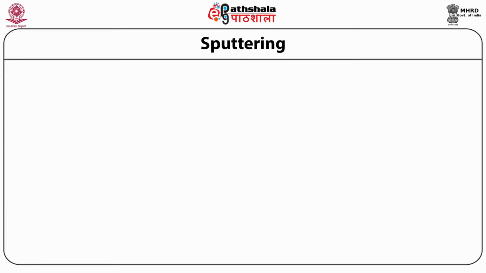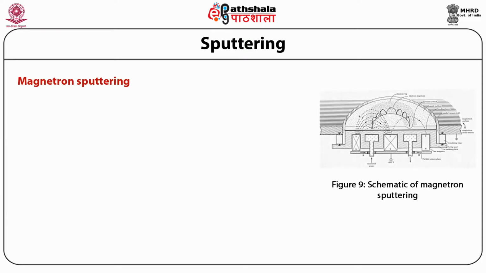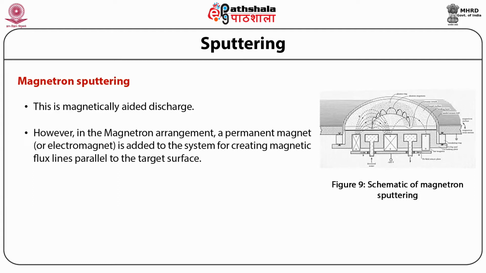So the next, or the last, type of sputtering is magnetron sputtering, and this figure shows the schematic of magnetron sputtering. This is magnetically aided discharge. As we know, in DC and RF sputtering, the electric field is perpendicular to the target surface. However, in the magnetron arrangement, a permanent magnet or electromagnet is added to the system for creating magnetic flux lines parallel to the target surface.